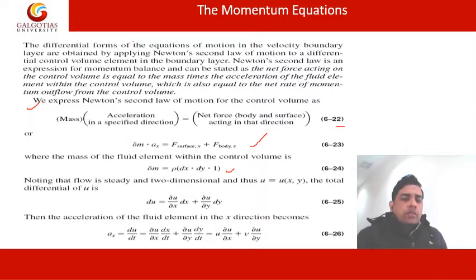Now we know that the flow is steady and two-dimensional. Thus, this value is equal to u(x,y), that is velocity along the x-axis. The total differential of u is given like this. So the acceleration can be expressed by this equation.